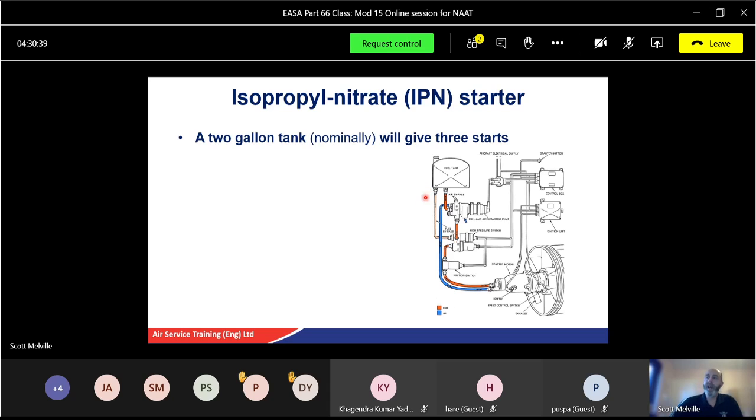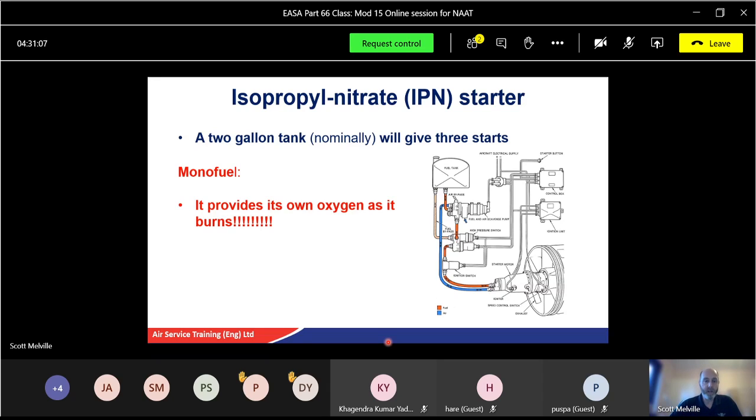There's usually about 2 gallons of the fluid, the isopropyl nitrate, and we'll give it roughly about 3 potential starts. So squirt some of this fluid in. If it doesn't start the first time, you'll get about 3 starts out of it. Now, the main thing you have to know about this fuel, it's classed as a monofuel. It is self-oxygenating. It provides its own oxygen as it burns. So in other words, it doesn't need the external air.